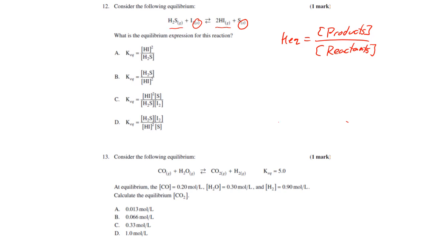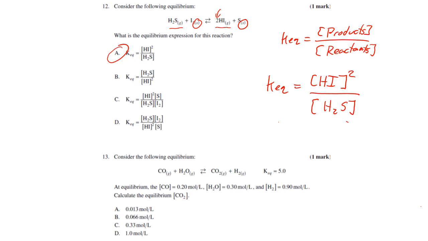So KEQ will equal the products, the concentration of HI. Now, there's a 2 in front of it, so that means this gets squared. That's a product, so it's going to be over the reactants, and that's going to be over H2S. That does not have a coefficient in front of it, so therefore it's just to the power of 1. We try to find this on here, and we see it's A.